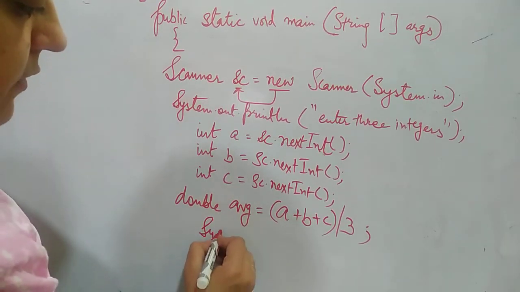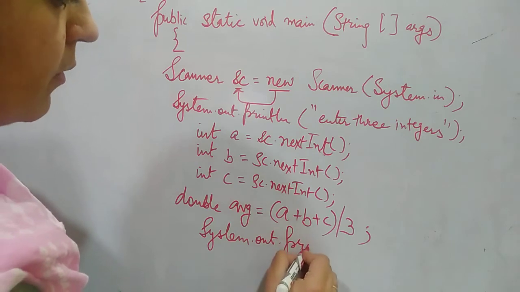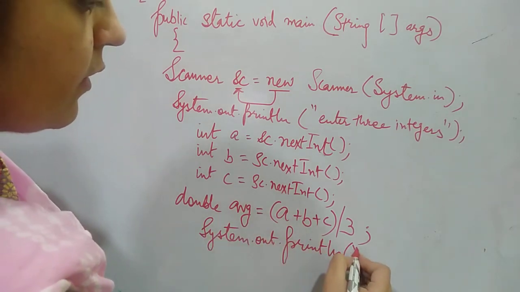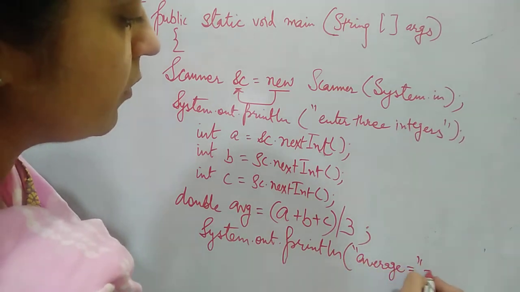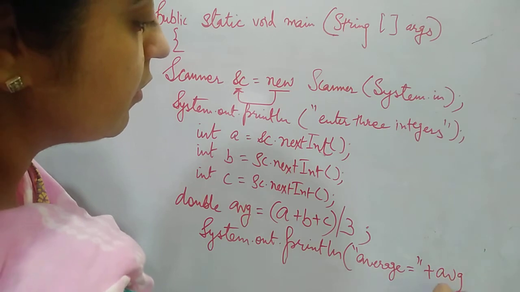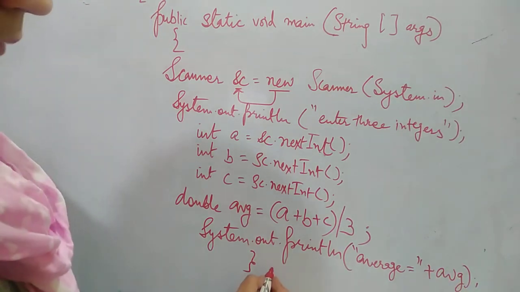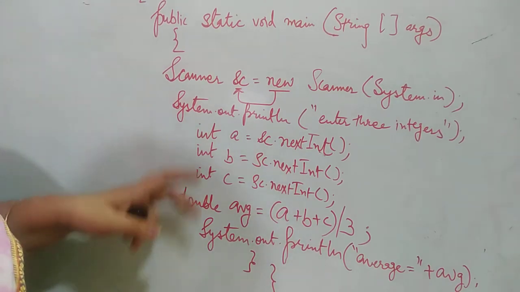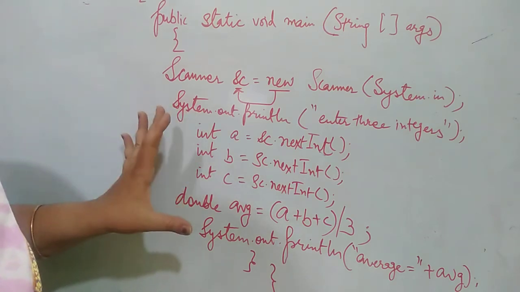Now we will write System.out.println("Average is equal to " + avg), and the curly bracket ends here for the main method, curly bracket ends here for the class. This is how we will calculate the average of three numbers in this program.